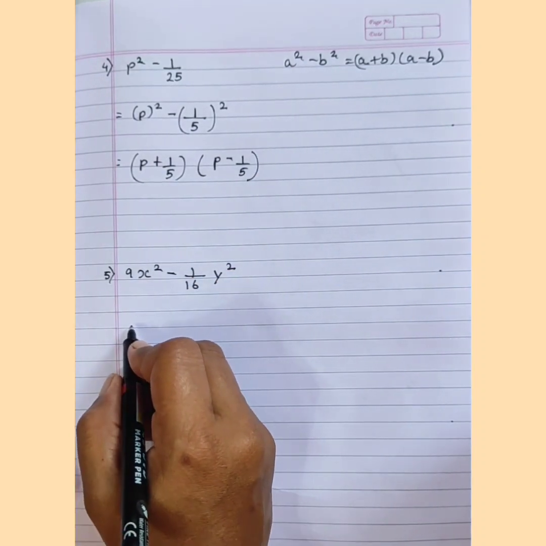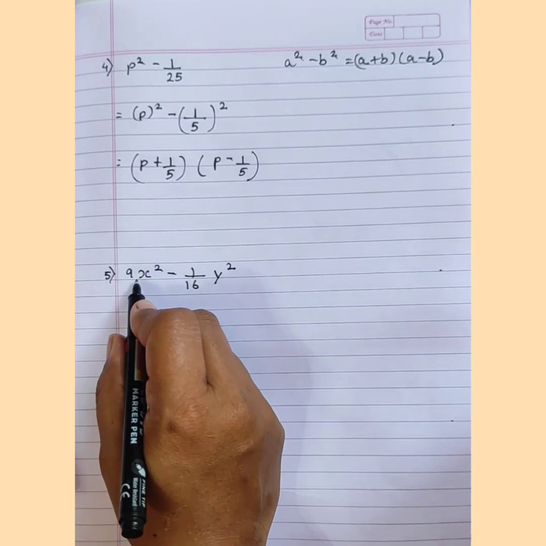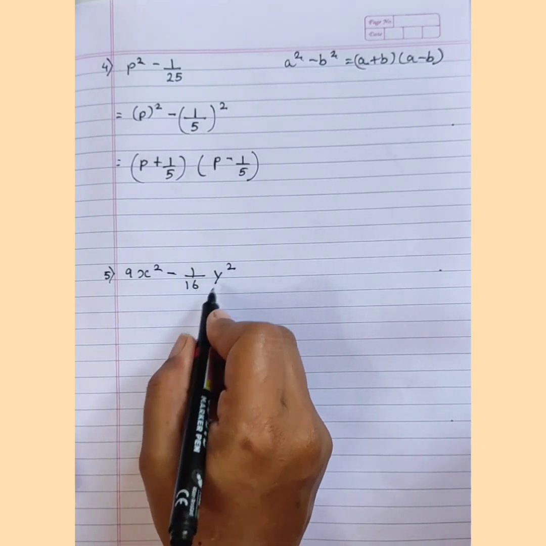Now our next question, that is the fifth question, 9x square minus 1 upon 16y square.